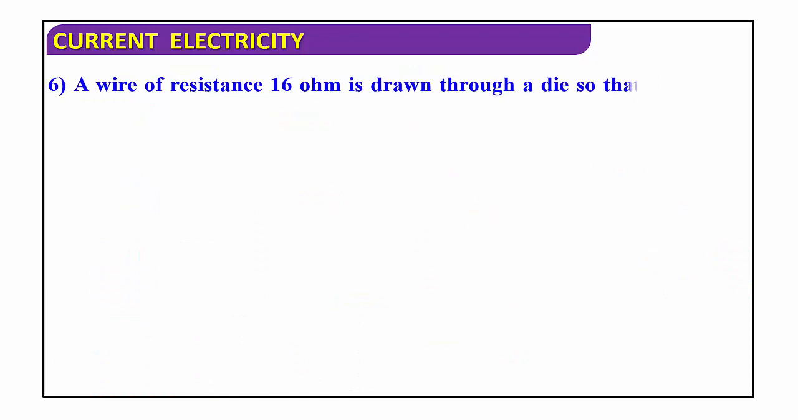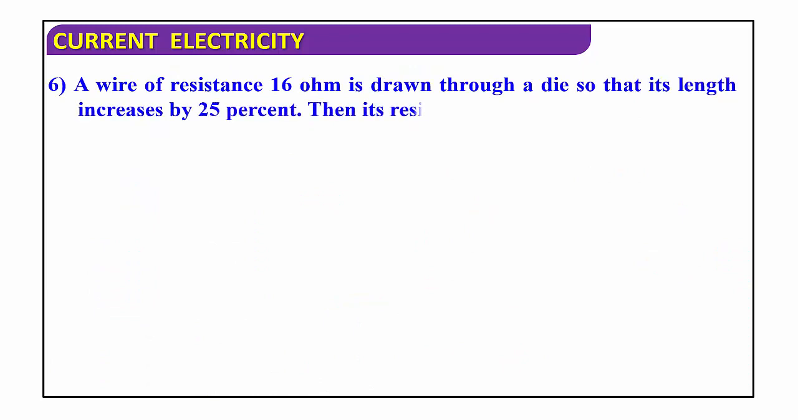Come to the sixth question. A wire of resistance 16 ohm is drawn through a die so that its length increases by 25%. Then its resistance is. Yes, they had given one wire. That wire is already having resistance. You can observe, if this is a wire, this wire's resistance is how much? 16 ohm. And it is drawn through a die.